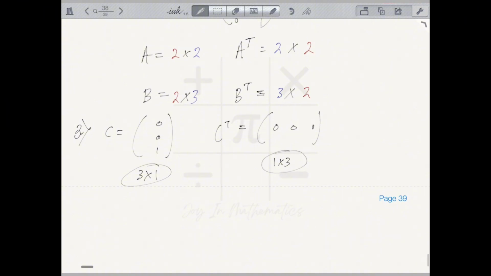Now, let's look at how we can incorporate the transpose of a matrix with matrix operations.